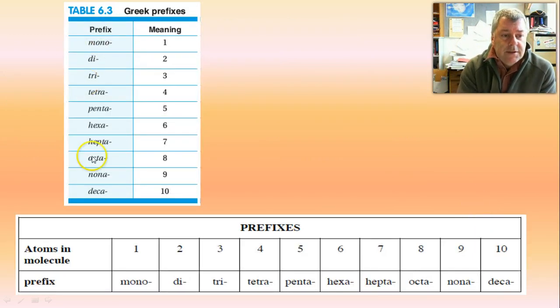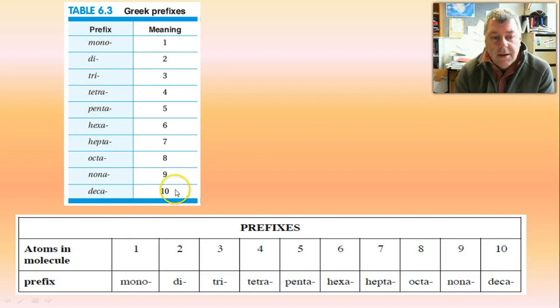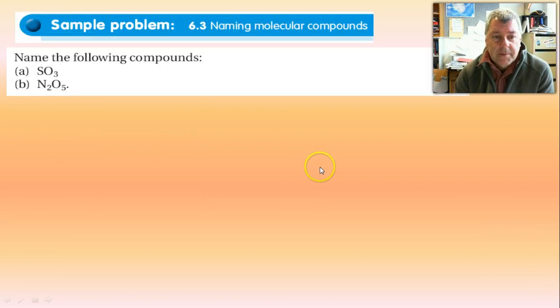So these are the prefixes. These are out of your textbook, and these are on your formula sheet. So we go up to 10. There are prefixes for more than that, but we'll never use them. And you can see that only a couple finish in O and A, and so you just have to tweak those where necessary. So let's go through a couple of examples.